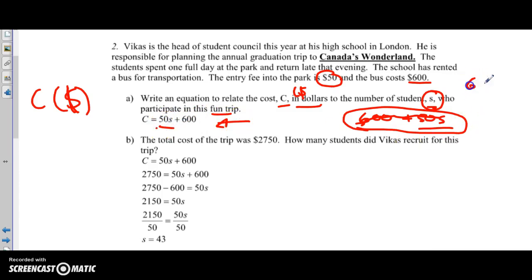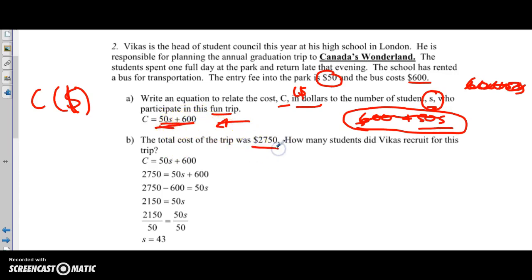So you won't see things like this, 600 plus 50S. You'll more likely see it as 50S plus 600. There's nothing technically wrong with writing 600 plus 50S, but this is the more traditional way to write it. And you'll see when we get to lines and graphing lines why this order makes our lives a little bit easier. Okay, so there's your equation.